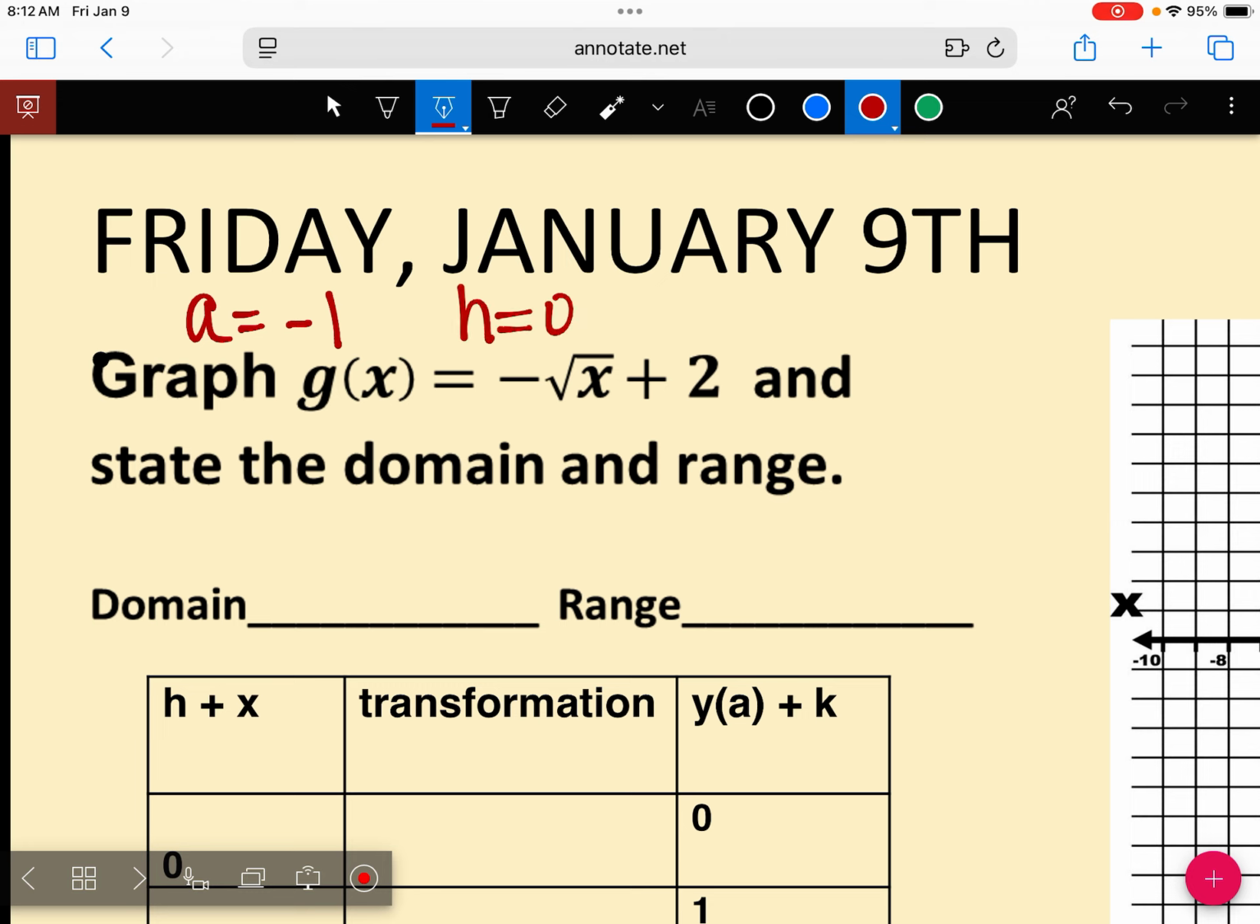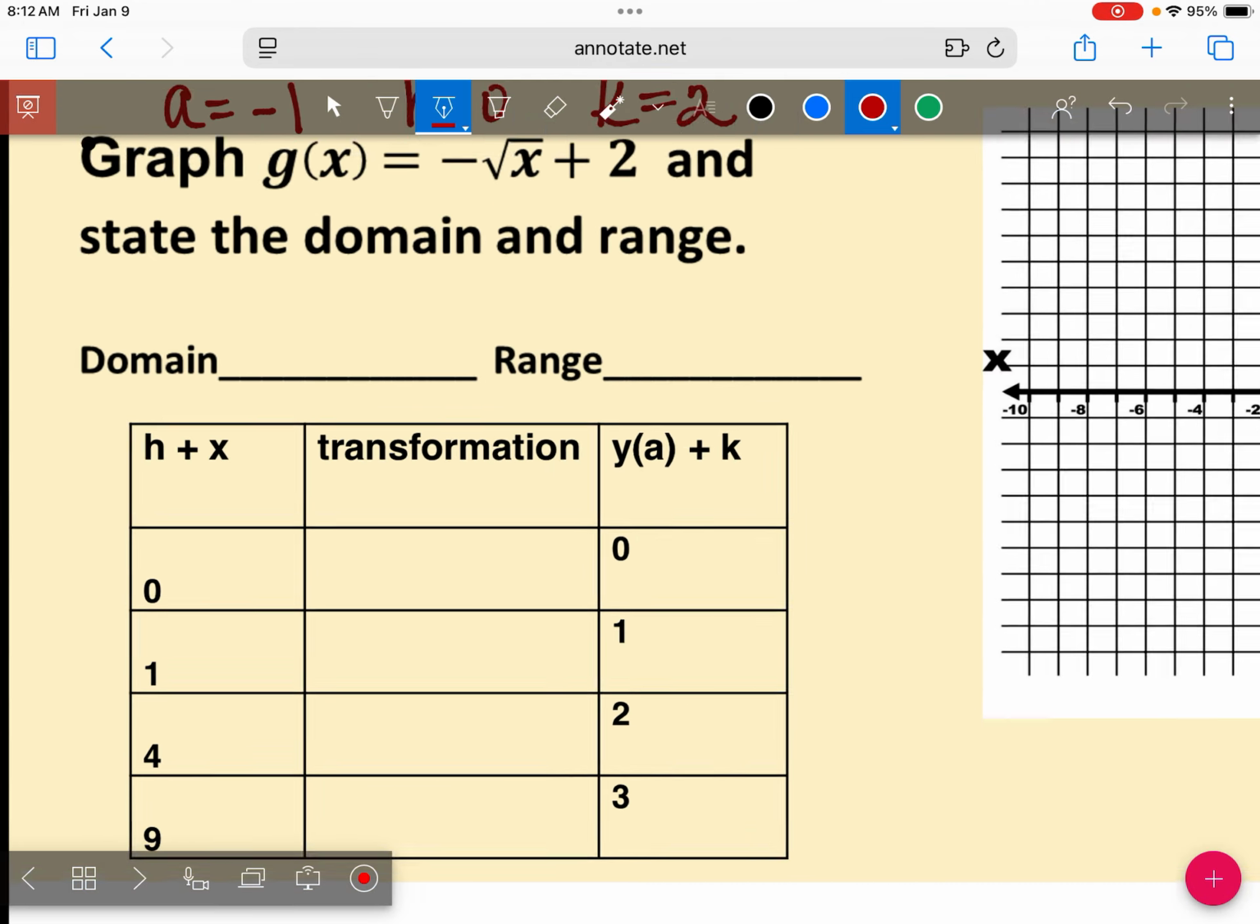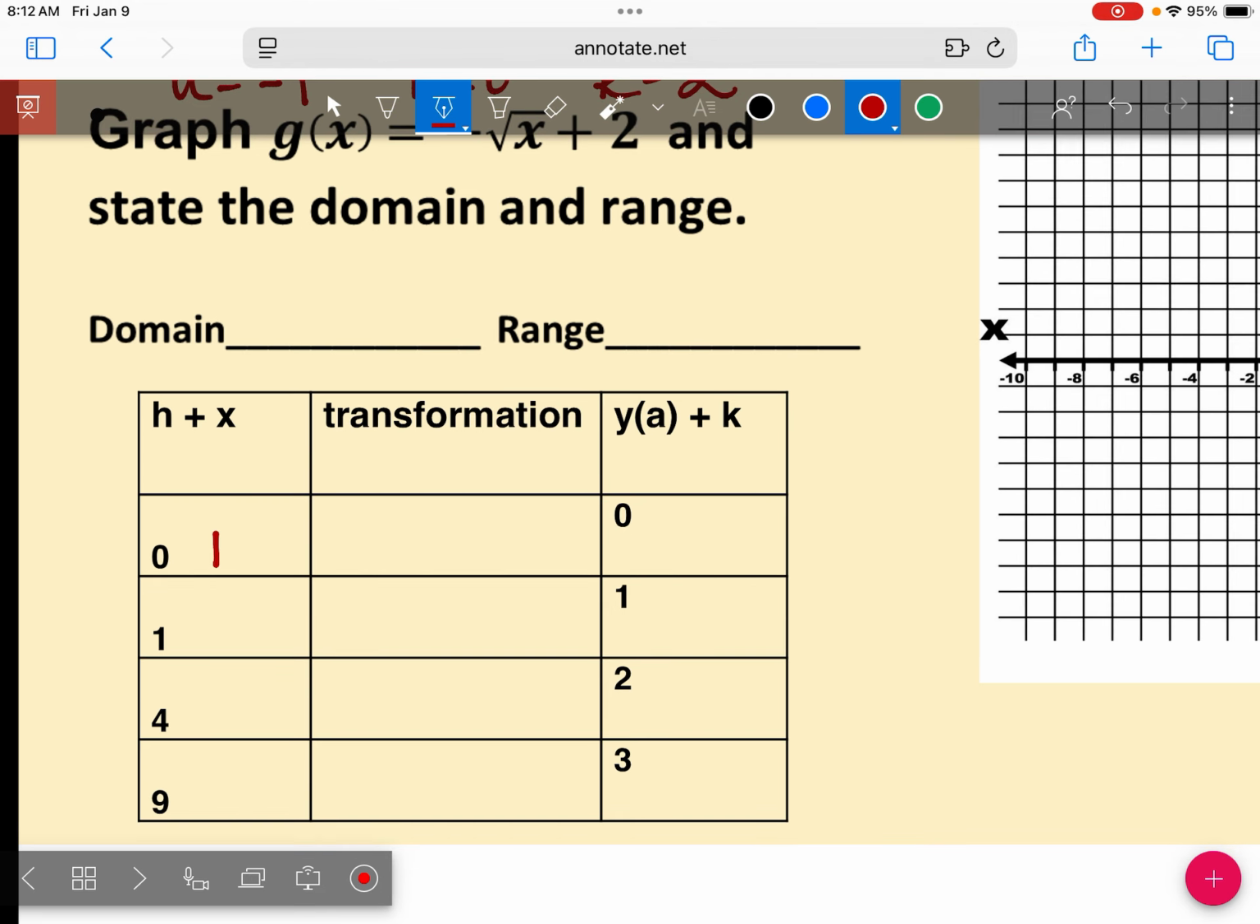K is what? What's the number in the backyard? 2. All right, so go ahead. Whenever you apply your transformations, you're always adding H to X. So that won't change these numbers.